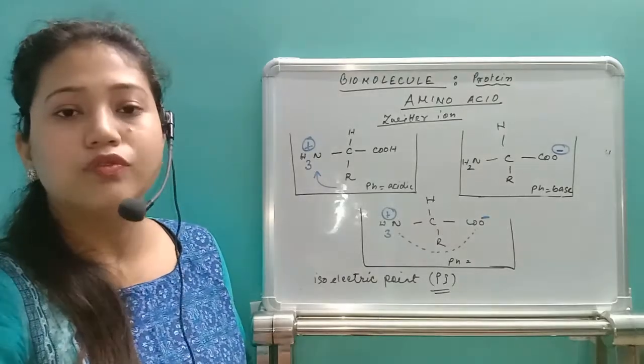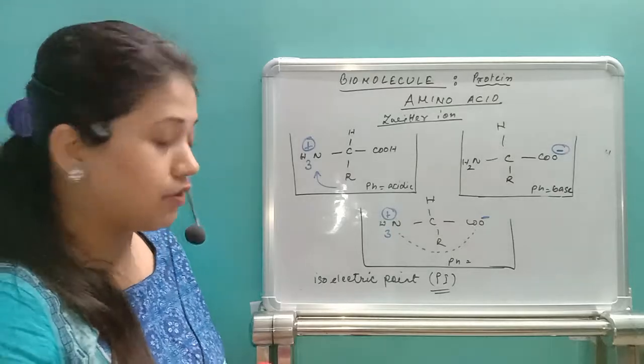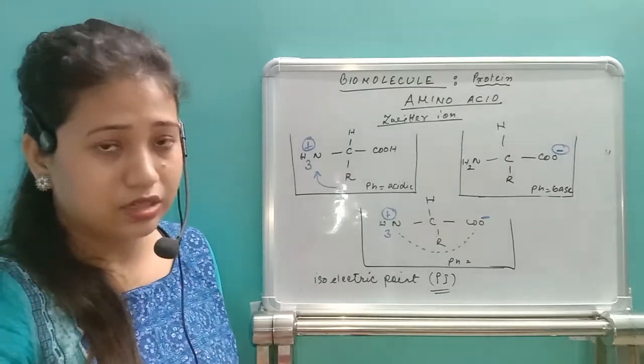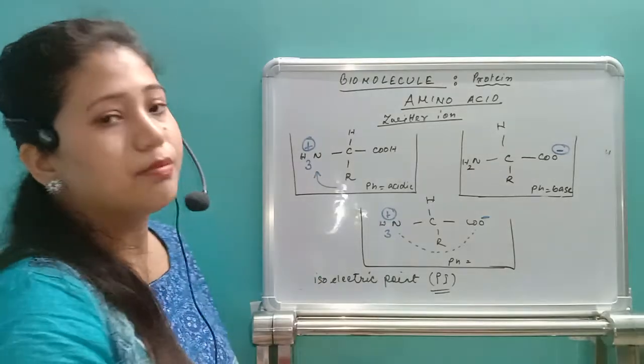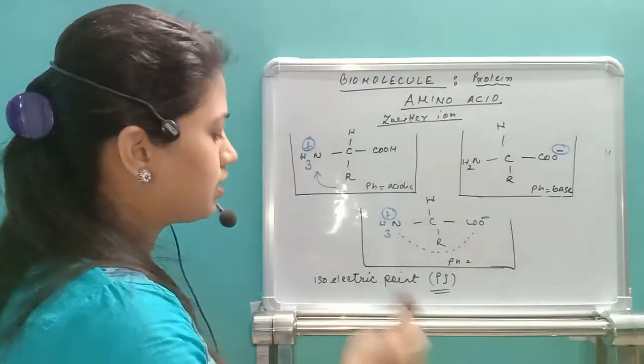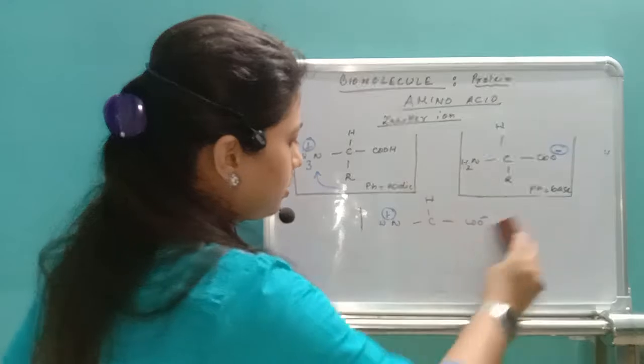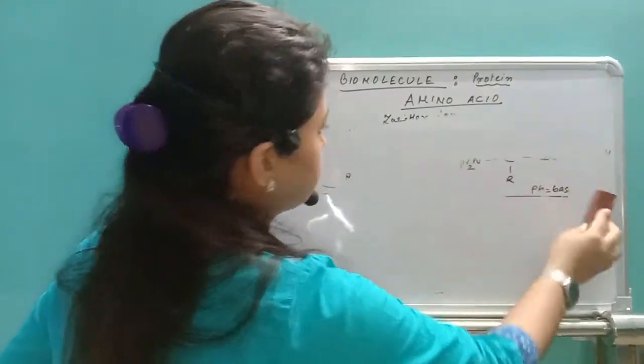We have done a number of numericals in this, and if you are not getting it, you will get it later to find out the pI of it. Okay, so yes, this is about the Zwitter ions. So after that, let us move to the next part, the different types of amino acids.